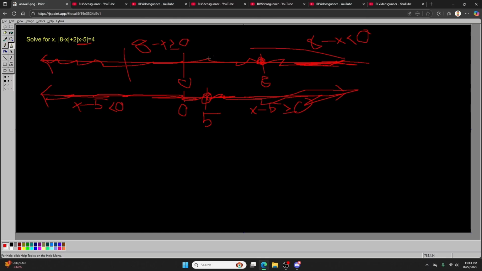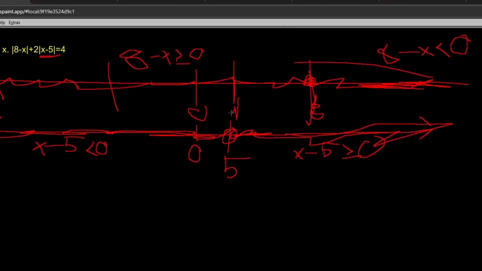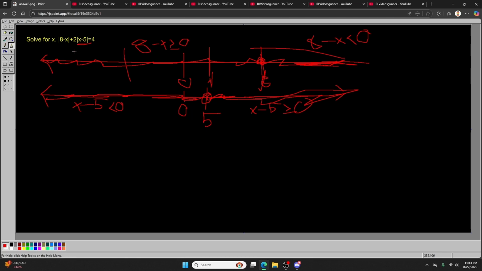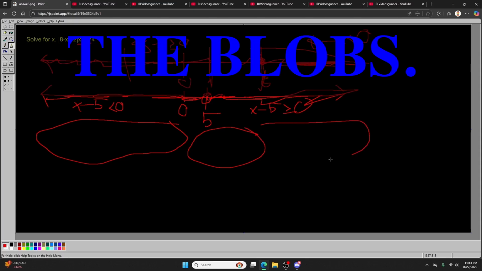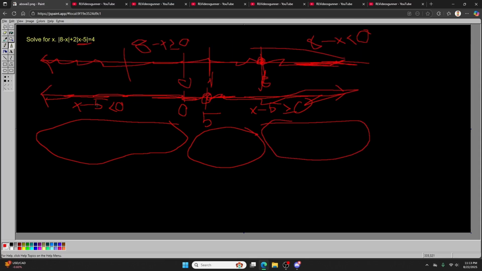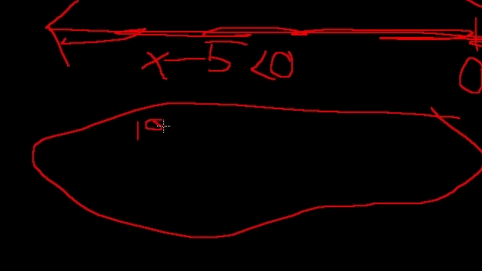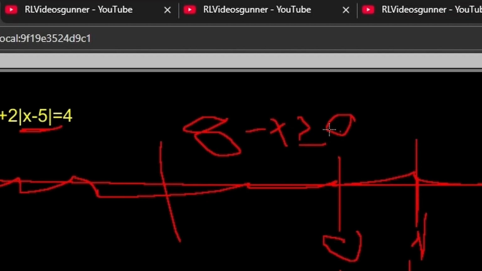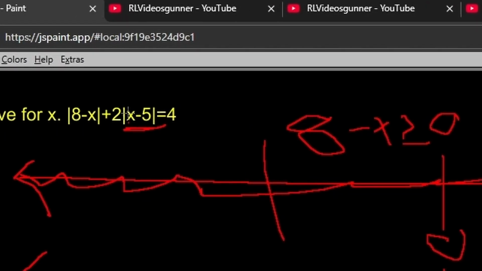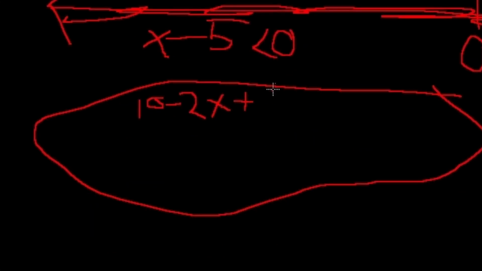Well, there's 3 different sectors here, and in each of them, our equation will be different. Now, in this one over here, we're bringing out the blobs. Okay, this is less than 0, so it's negative. We're gonna have 10 minus 2x plus... Now 8 minus x is greater than 0, so this is just regular, it's normal, plus 8 minus x equals 4.